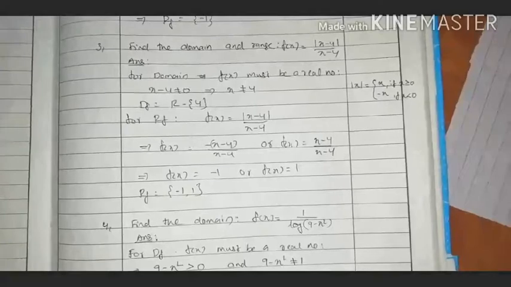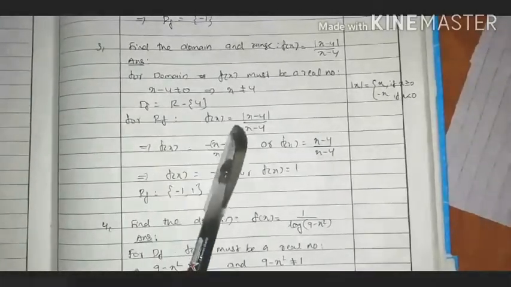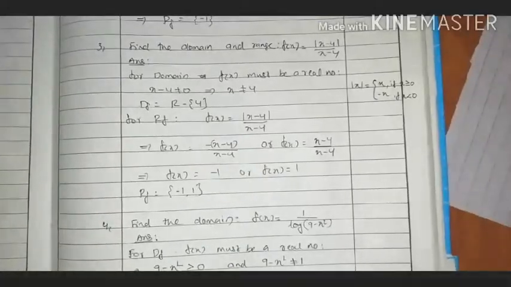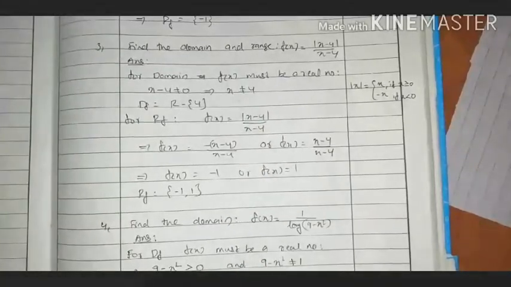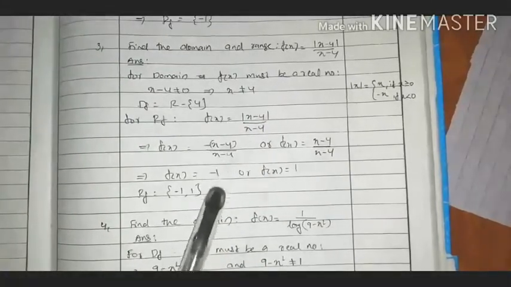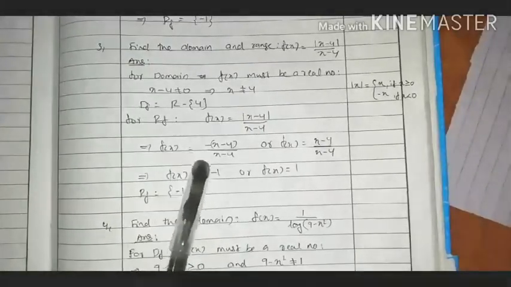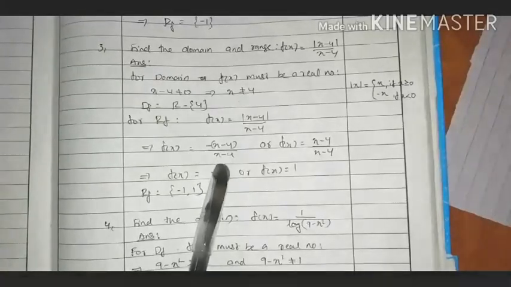And when we consider its range, f of x we can write as mod of (x minus 4) divided by (x minus 4). Here we are considering this definition. Two cases are there. In the first case, f of x is equal to minus of (x minus 4) divided by (x minus 4).